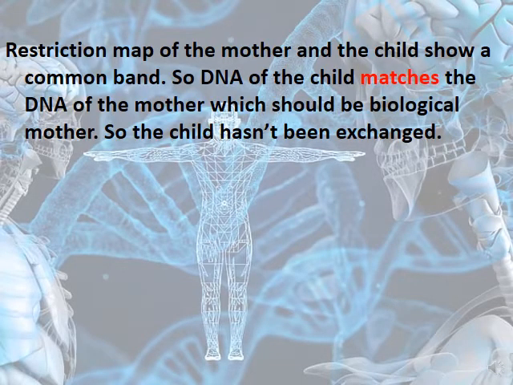So the restriction map of the mother and the child shows a common band. So the DNA of the child matches the DNA of the mother, who should be the biological mother. So the child hasn't been exchanged.